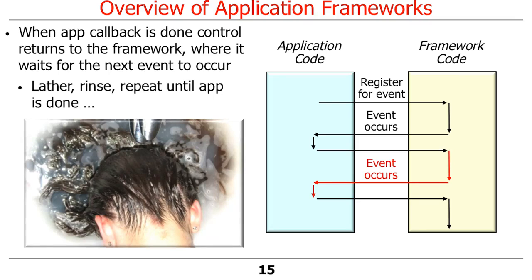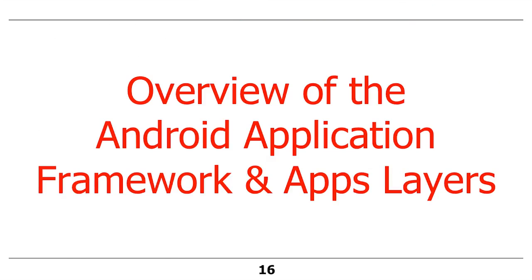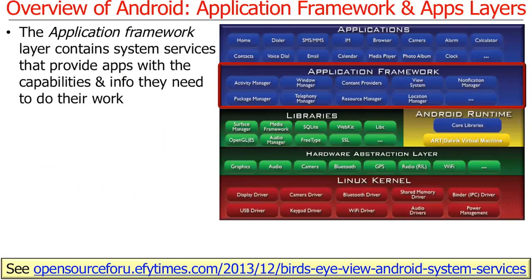In an event-driven program, such as Android's activities, broadcast receivers, and services, this process repeats over and over and over again as long as the app is running. Now that we know a little bit about what an application framework is, let's talk about the Android app framework layer and its apps layer.